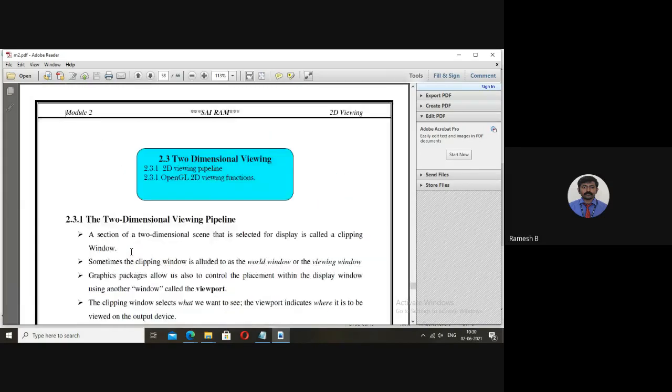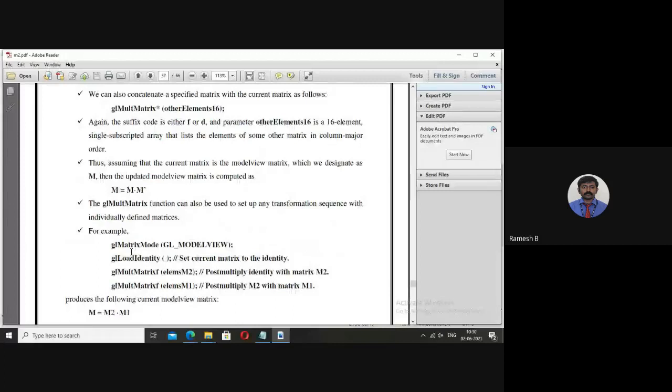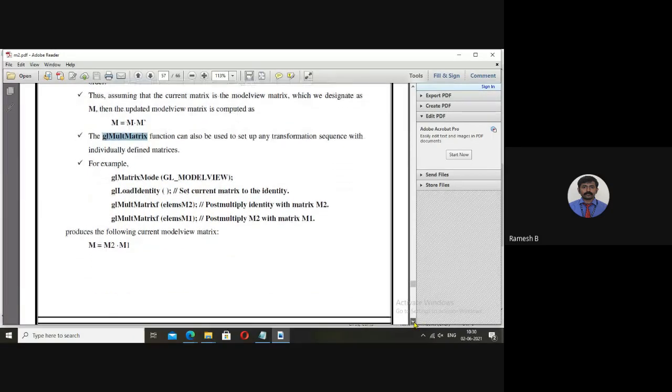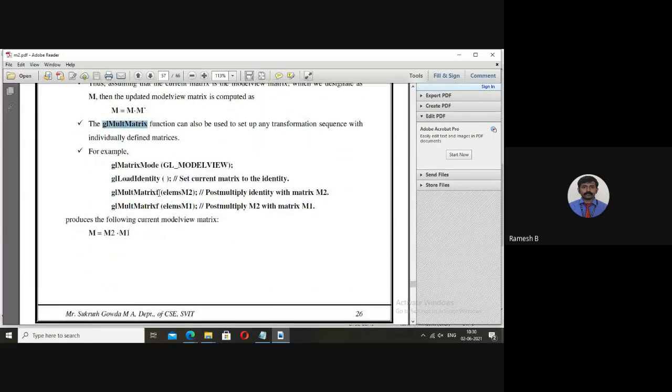You see in this example, m and m dash has been multiplied and stored in m. That is done by mult matrix. All these are OpenGL functions. If you pass float values, we are mentioning f here.